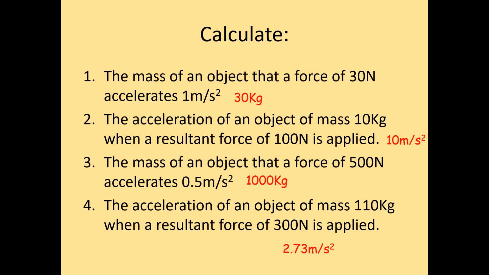The mass of an object when a force of 500 newtons accelerates it at 0.5 meters per second squared. We're now dividing 500 by 0.5, so we end up with 1,000 kilograms. And then finally, the acceleration of an object of mass 110 kilograms when a resultant force of 300 newtons is applied. So that's 300 newtons divided by 110 kilograms, which gives you 2.72727272 recurring, which we round up to 2.73 meters per second squared.